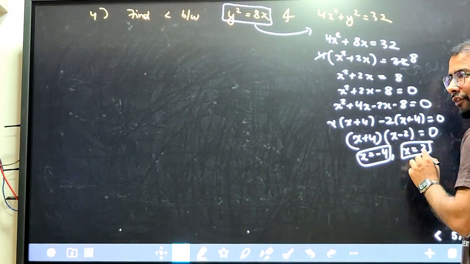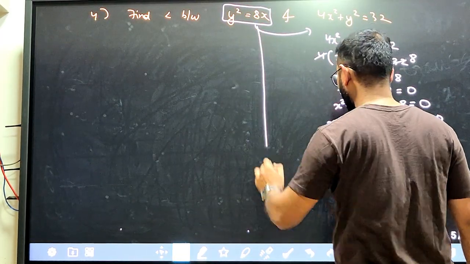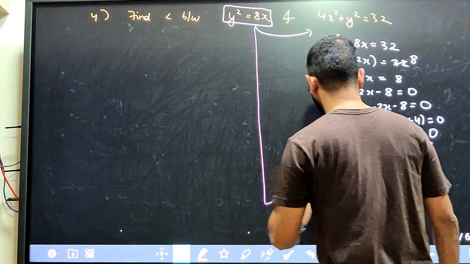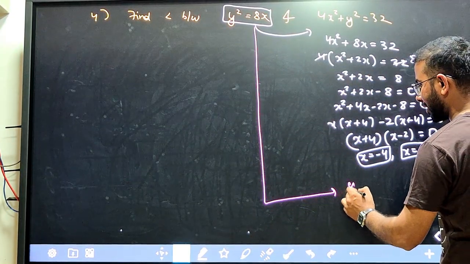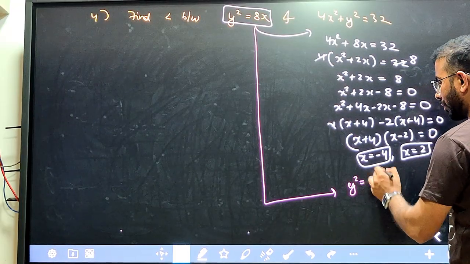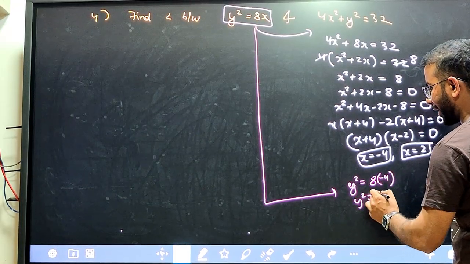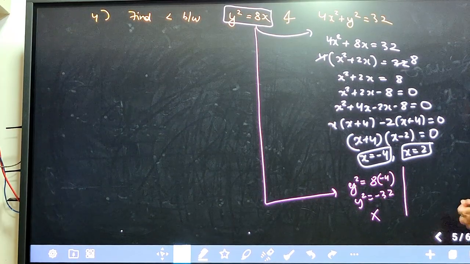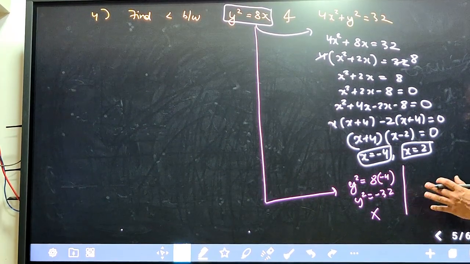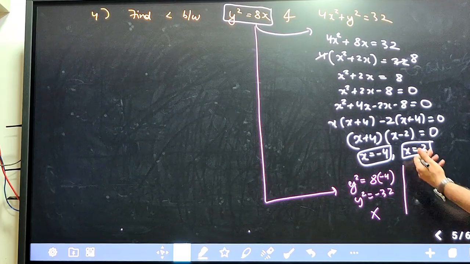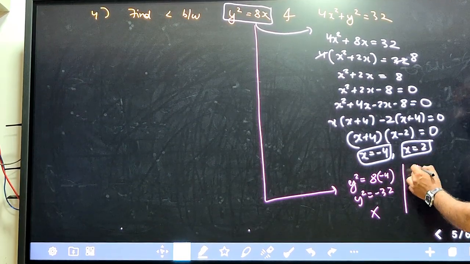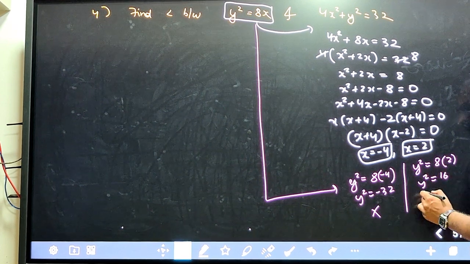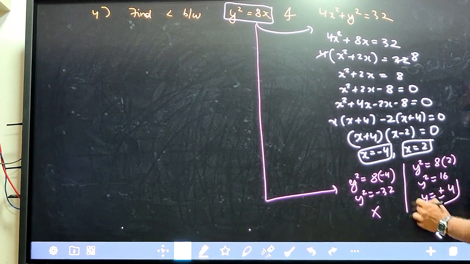Now we'll get the value of y. Let's substitute in this equation. Chalo, let's do it fast. Y square equal to 8 into minus 4. Y square equal to minus 32. This is not possible. Why? Because square cannot be negative. Square is either minimum value 0 or positive. It's never negative. So you can just remove this. Y square equal to 8 into x is 2. Y square is 16. Y is coming out to be plus or minus 4.